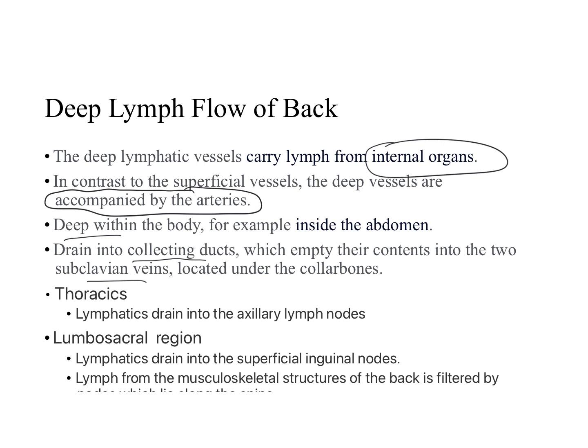In the thoracic region, the lymphatics from the skin and the subcutaneous layer drain into the axillary lymph nodes. And then in the lumbosacral region, they drain into the superficial inguinal lymph nodes. Lymph from the musculoskeletal structures of the thoracic area and the lumbosacral region will be filtered by the nodes which lie alongside the spine.